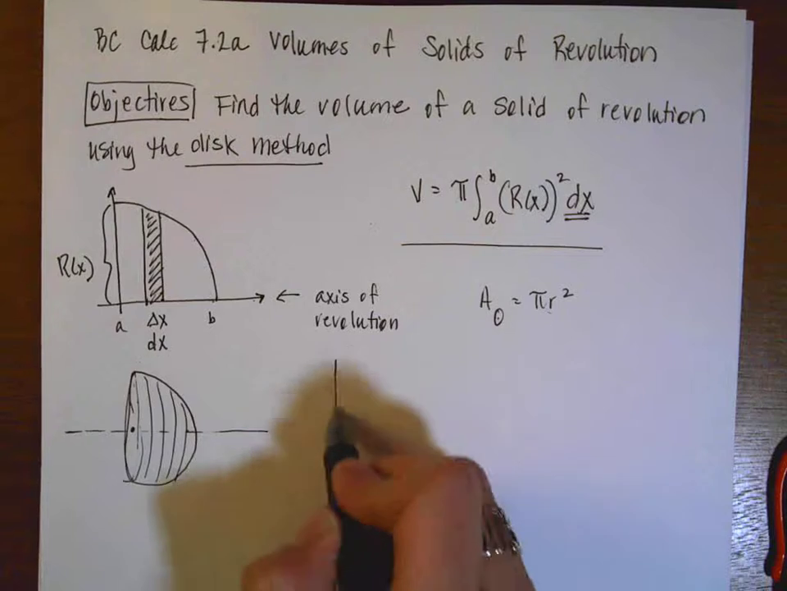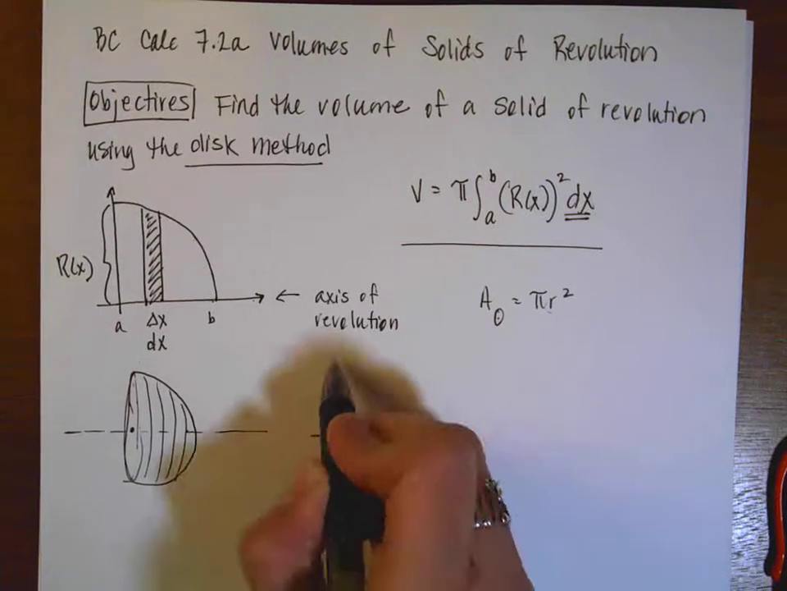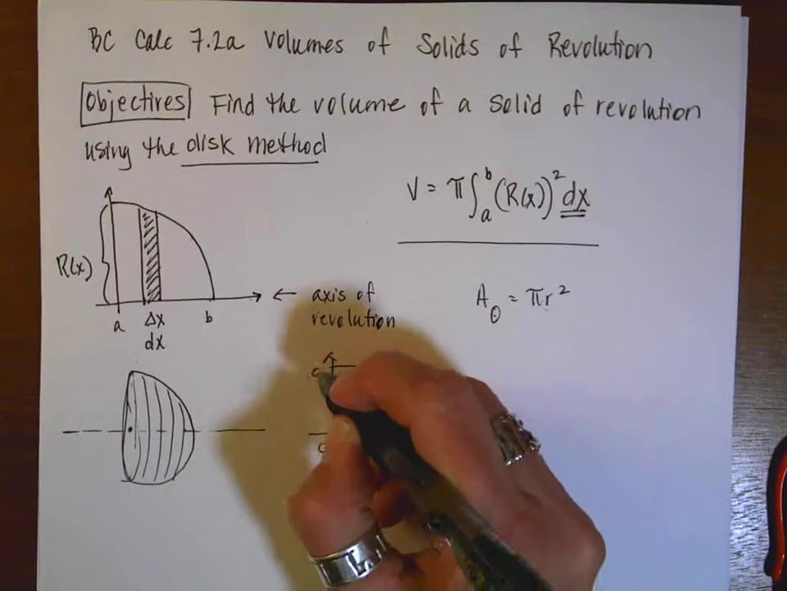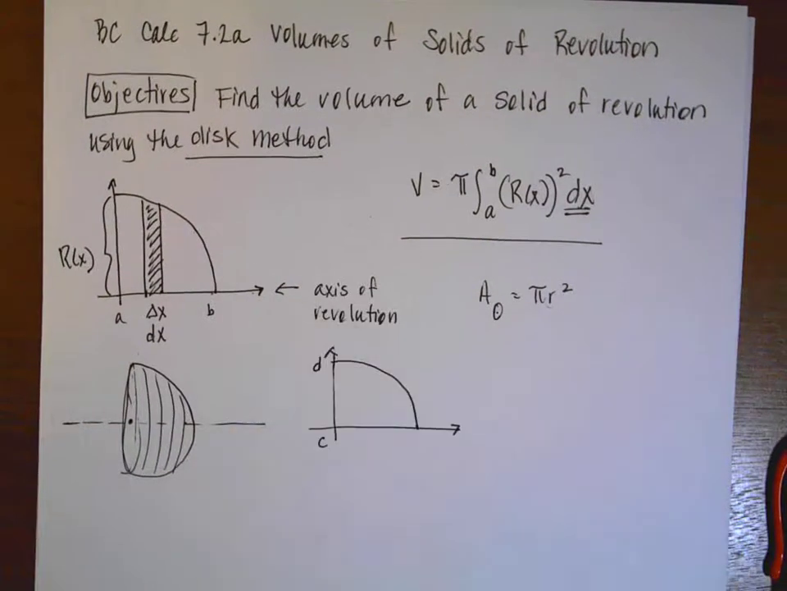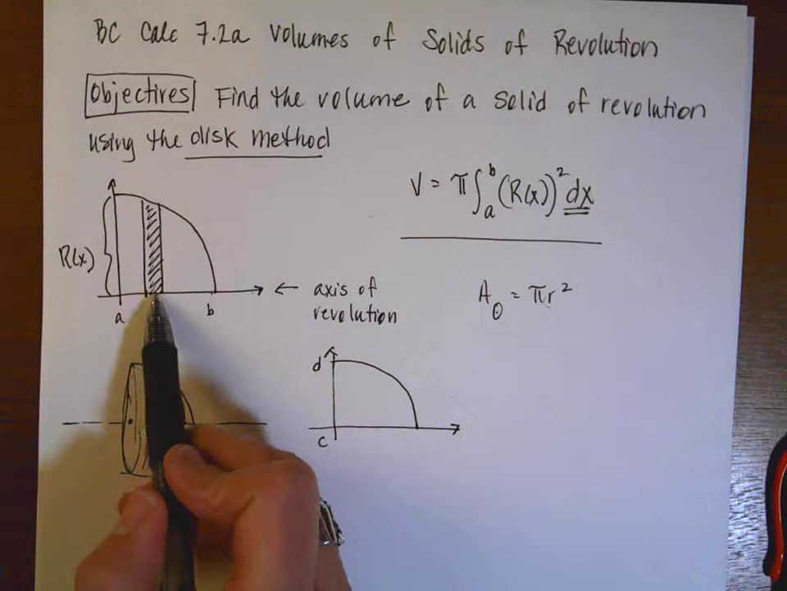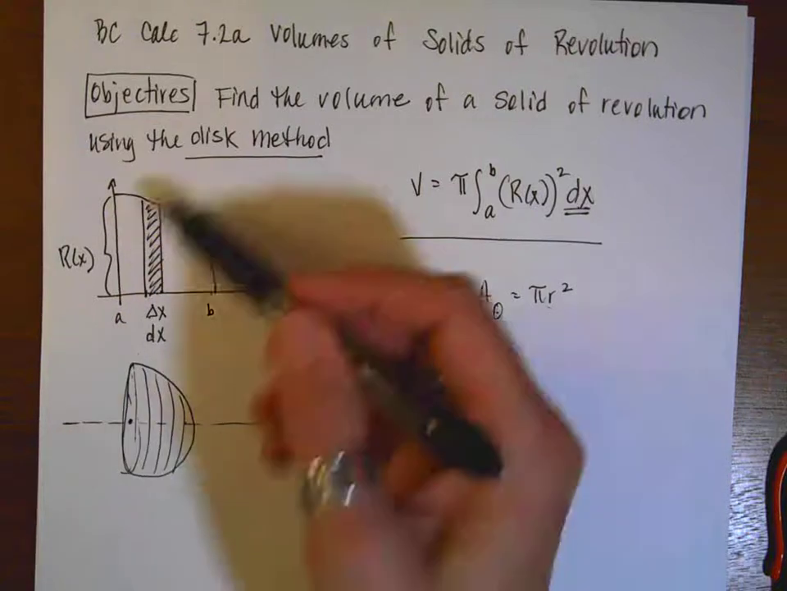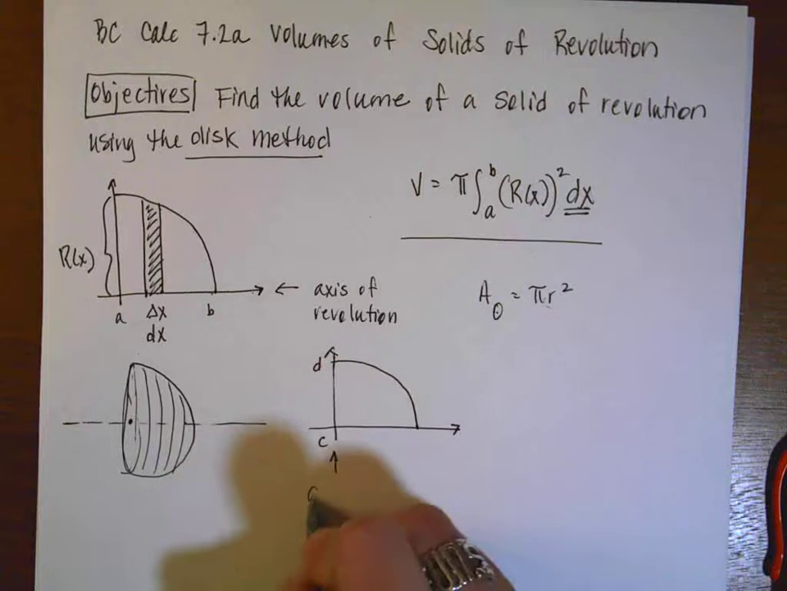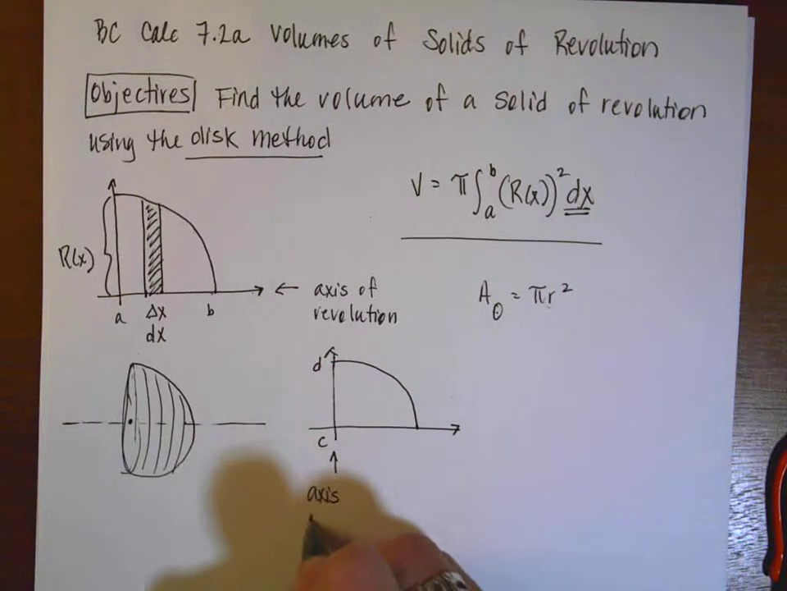Well, then what happens if I take the same basic shape, right? So I'm going to draw this lovely little shape. We're going to call this c, and we're going to call this d. And instead of doing a vertical rectangle that I am revolving about the x-axis, what if the y-axis becomes my axis of revolution?